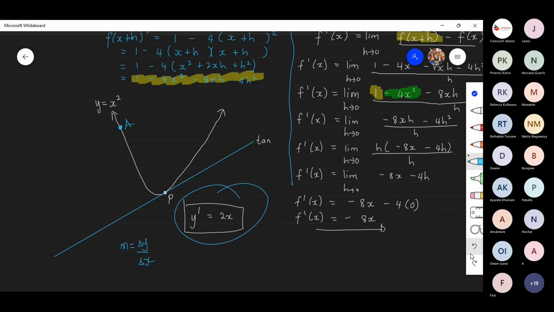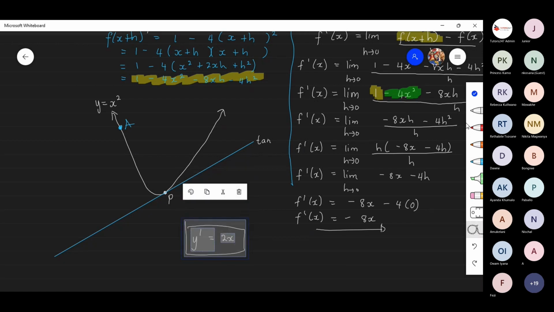So let's do a quick example of how we can find the equation of the tangent at point P using the graph y equals x squared. So let's say point P has coordinates 1 and 2. Actually, let's make it 2 and 3. So those are the coordinates of point P.